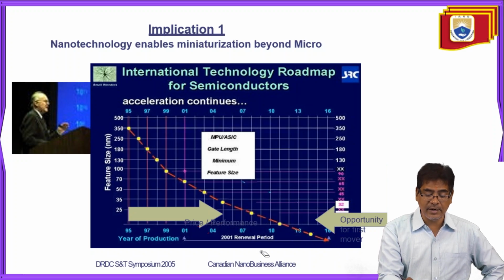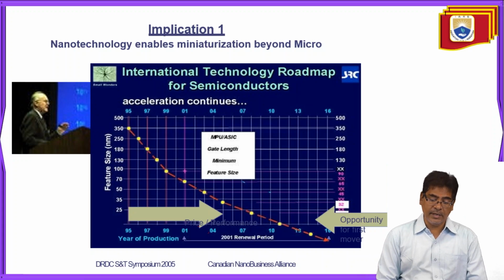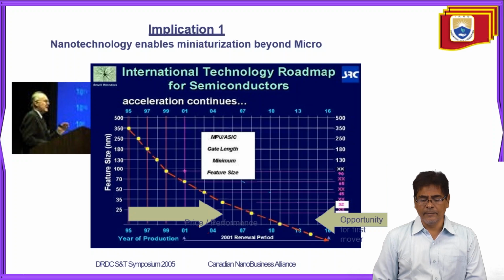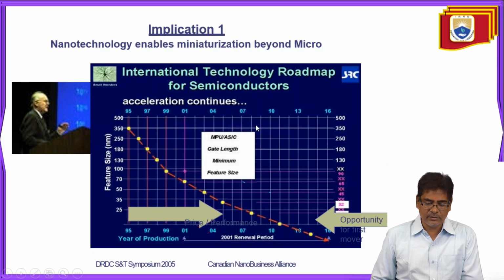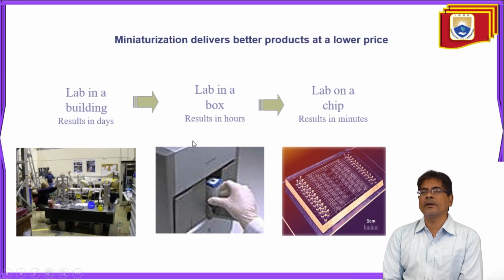This is the opportunity required for the production. So there is an International Technology Roadmap for Semiconductors, and the acceleration continues in feature size in nanometers. Miniaturization delivers better products at lower price.